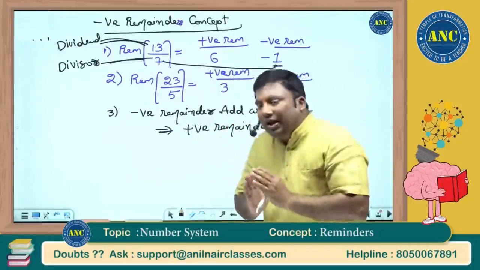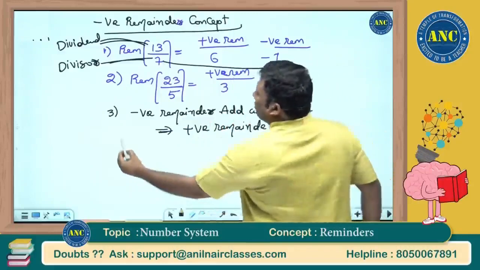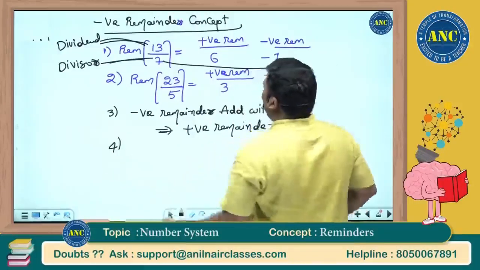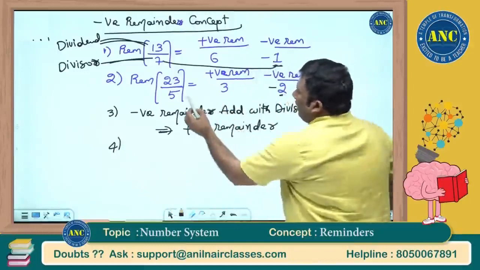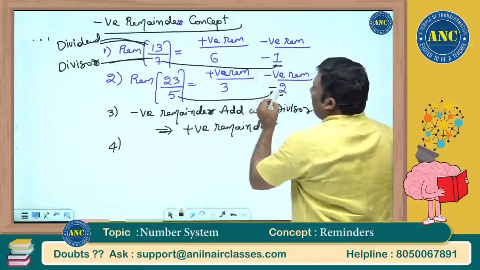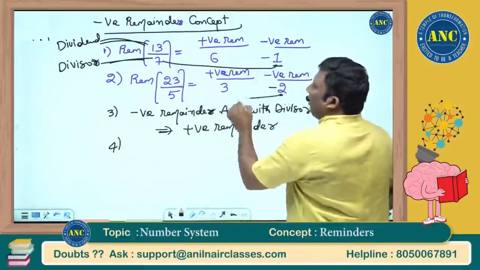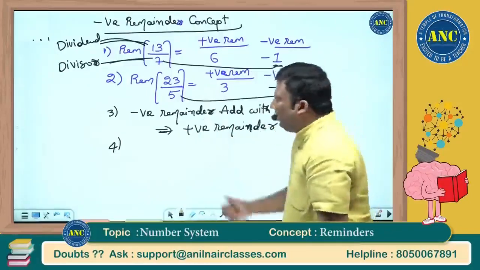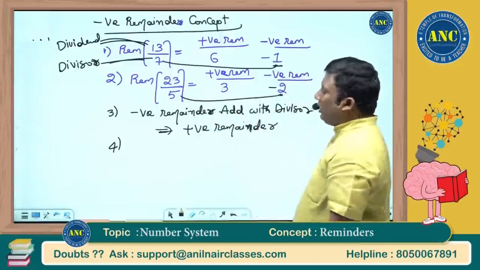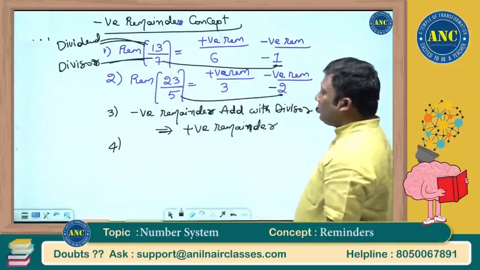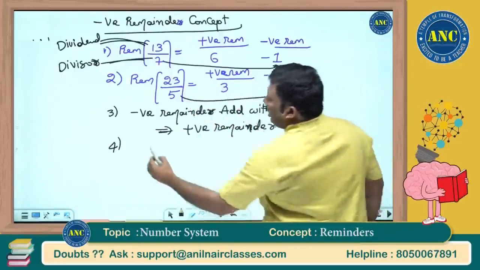How to convert the negative remainder to a positive remainder? In case if you got negative remainder -2, add with the divisor to get the positive remainder. 5 minus 2 is nothing but 3. Positive remainder, it is nothing but 3.